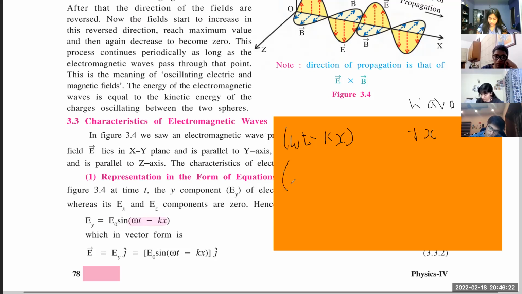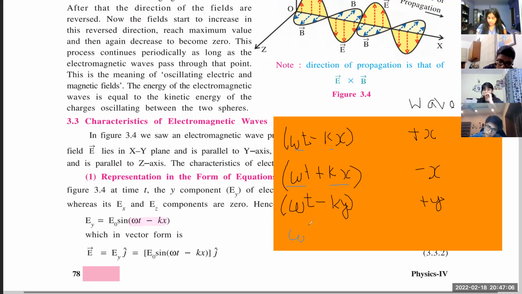Next, you write if it is omega t plus kx, then the wave propagation is minus x. If it is omega t minus ky, the wave propagation direction is plus y. You have to write one more thing: if omega t and kx are of the same sign, then it goes in the negative direction. If they are in opposite signs, then it is plus x.